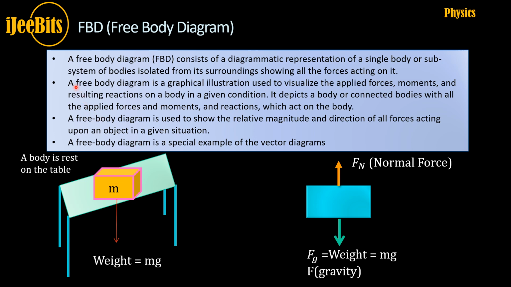Let me reiterate. A free body diagram is a graphical illustration used to visualize the applied forces, moments, and resultant reactions on a body in a given condition. It depicts a body or connected bodies with all applied forces, moments, and reactions which act on the body. A free body diagram is used to show the relative magnitude and direction of all the forces acting upon the object in a given situation. A free body diagram is a special example of a vector diagram.